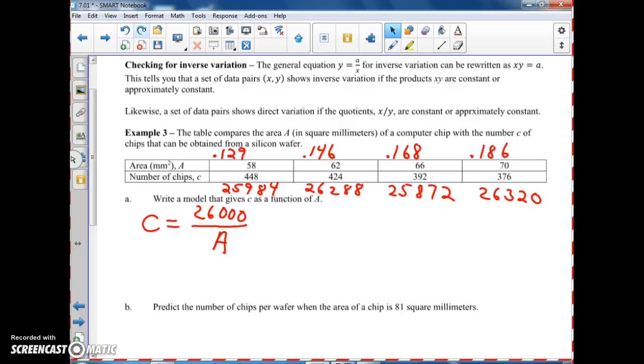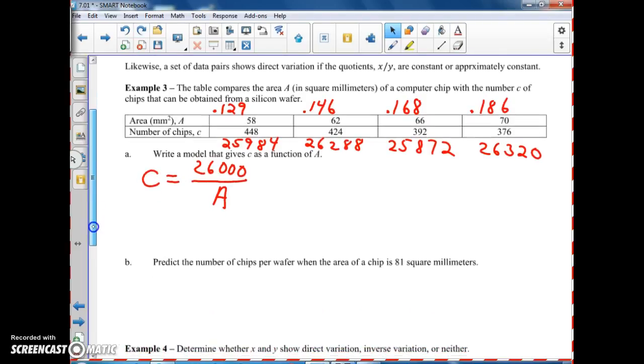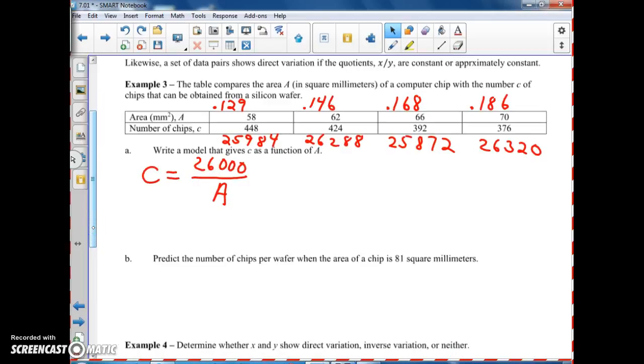Like I said, that was a little bit challenging. They throw it at you so early. Okay, so now what does it say? Predict the number of chips per wafer when the area of the chip is 81 square millimeters. So what are you going to do now? You got to make A 81, right? That's what you're going to do.